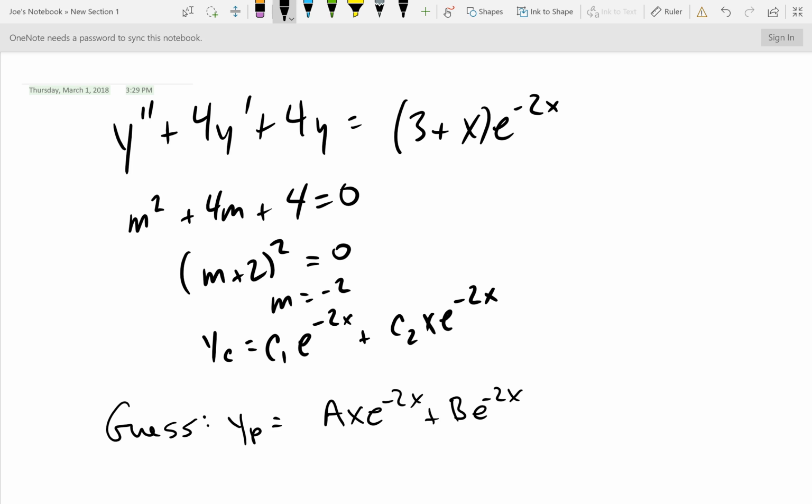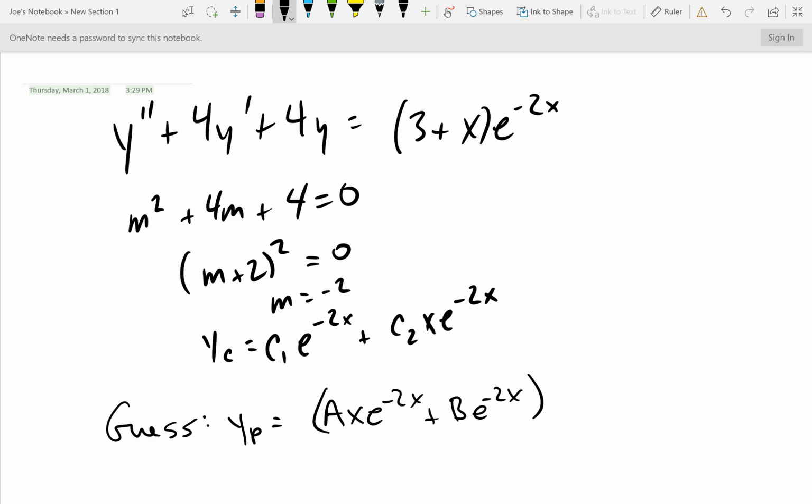Notice, however, that both of these pieces appear in the complementary solution. So I'm going to need to adjust this by multiplying by an appropriate power of x, to where both of these pieces will be outside of what's already included in the solution to the homogeneous equation. Again, we don't want to include anything from the solution to the homogeneous equation because we know when we plug that in, we get 0. And we don't want to get 0 on the right-hand side. We want to get that (3 plus x) e to the -2x piece.